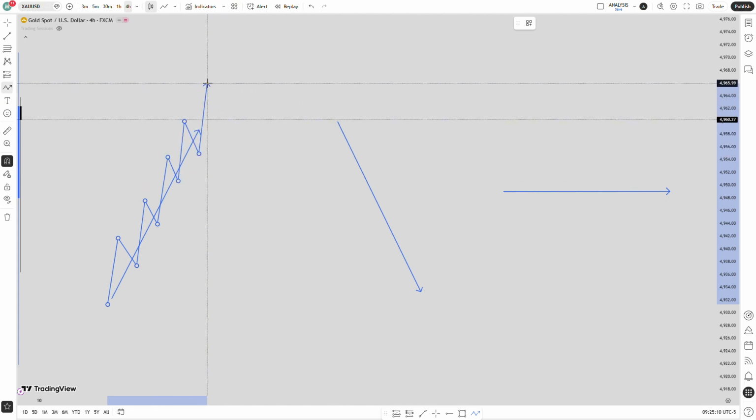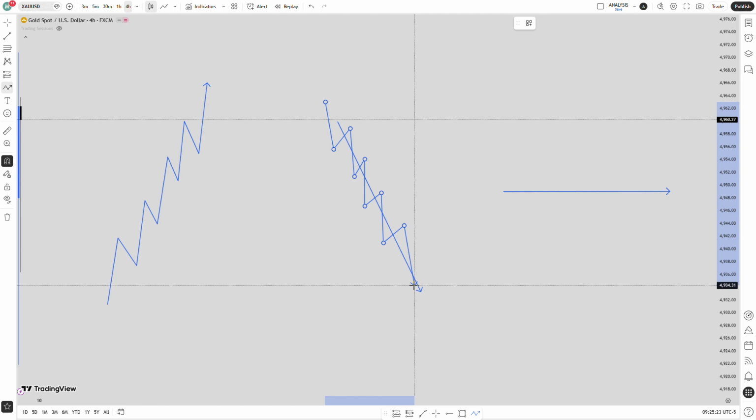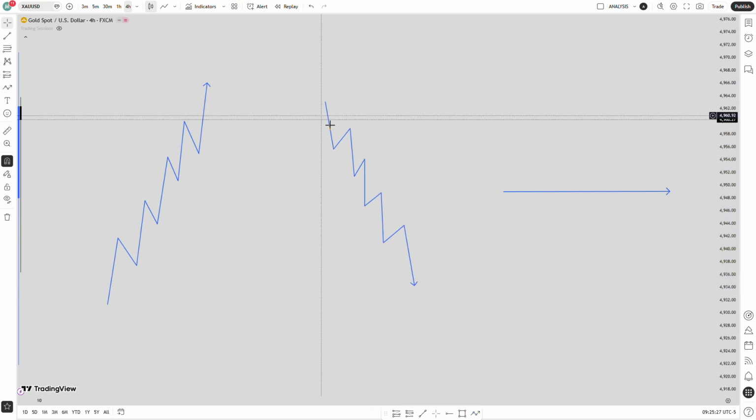Now, this upward movement, this is exactly how it moves going upward, not in a straight line like I drew earlier. Then the downward movement, this is exactly how it goes when it's moving downward, not in a straight line. So upward movement, downward movement. Then the sideways movement, something like this.